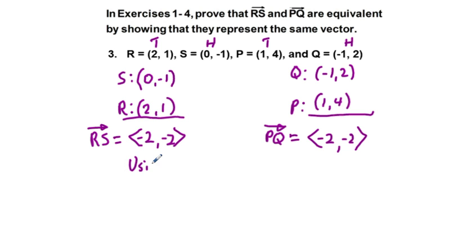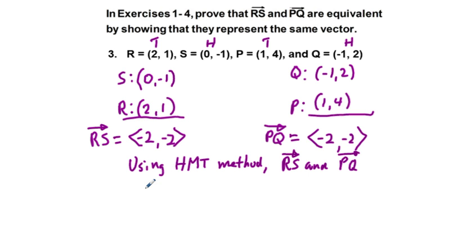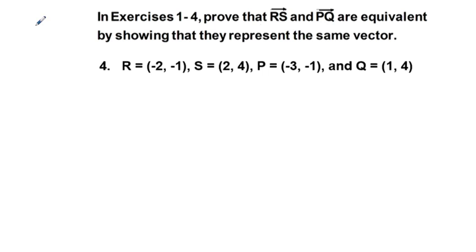Okay, using the HMT method, vector RS and vector PQ are equivalent. Okay, let's go on to number 5. This is a different exercise set.